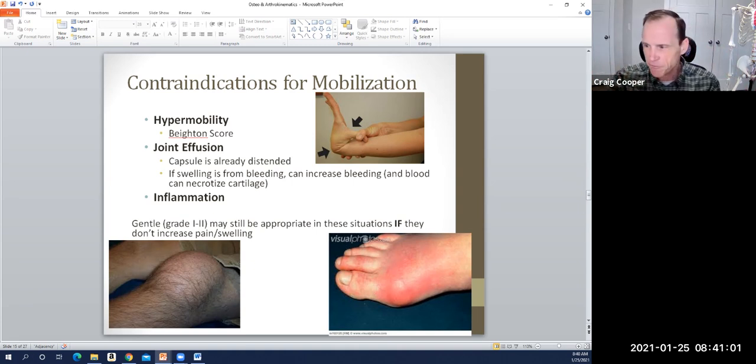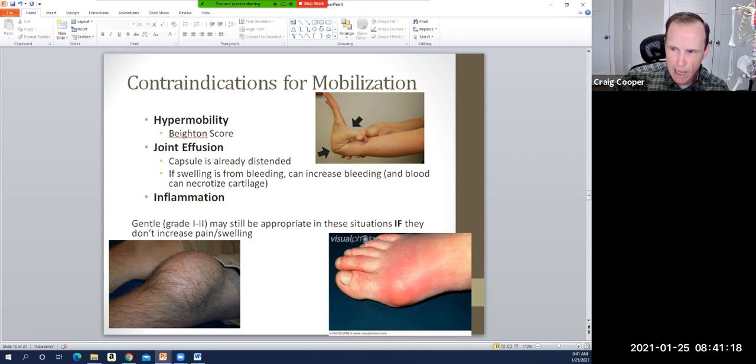So if they have an infection, and that's what this foot looks like, it's either got really bad gout or maybe a cellulitis infection, I'm not going to mobilize that. I don't want to spread that infection around or make that gout feel that much worse. It's not going to help anything. It's only going to make it worse. So if we've got lots of mobility already, no need to do joint mobs. If we have any sort of active inflammatory condition, we don't really want to be doing joint mobs. So those are our big contraindications.